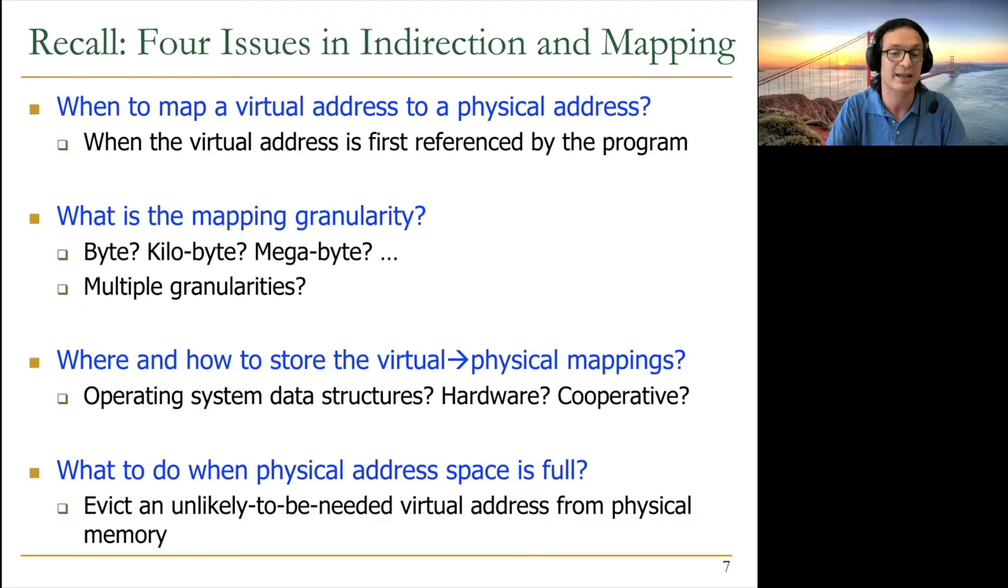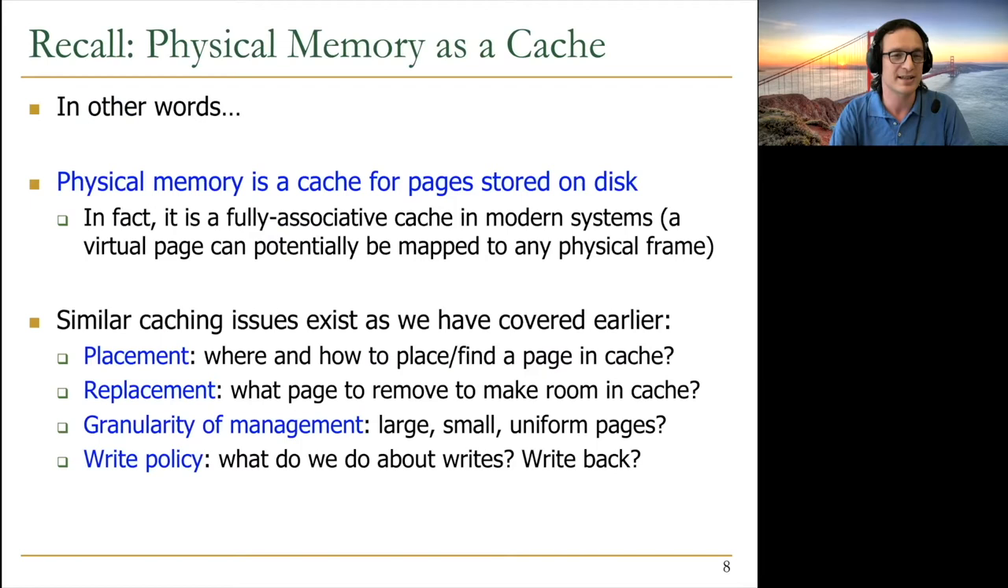But recall this other slide, that we use physical memory as a cache. It's a cache for pages stored in disk. So as a result, all types of caching issues that we discussed in the caching lectures exist here as well, plus prefetching. Basically, any kind of management mechanism, placement, replacement, granularity of management, write policy, instructions versus data, all of those actually arise here as well.